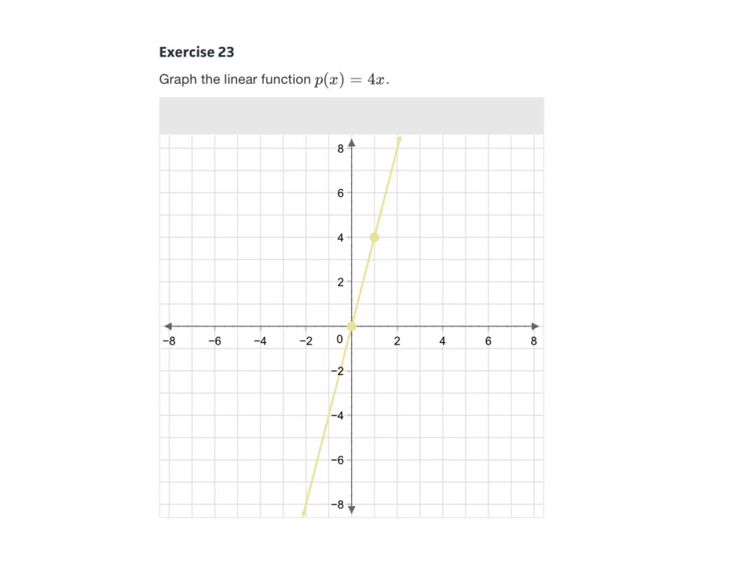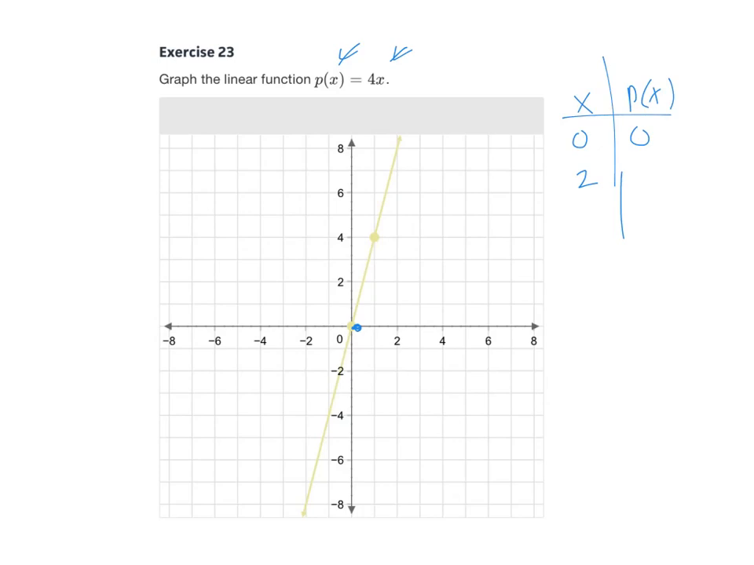Graph the linear function p of x is equal to 4x. So what we would have here is x and p of x. And we would use our input-output. We can put in whatever we want for an x. So let's say we put in 0. We would have p of 0 is equal to 4 times 0. 4 times 0 is 0. So we'd have a spot right there. Now, like I said, you can put in whatever you want, so let's put in 2.